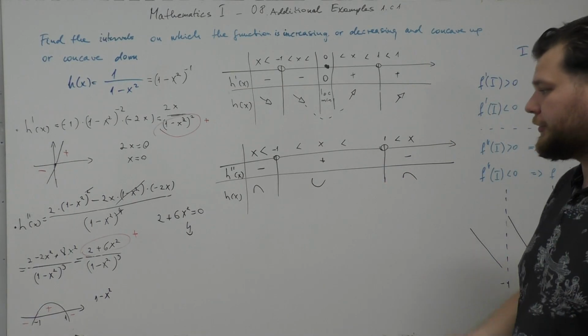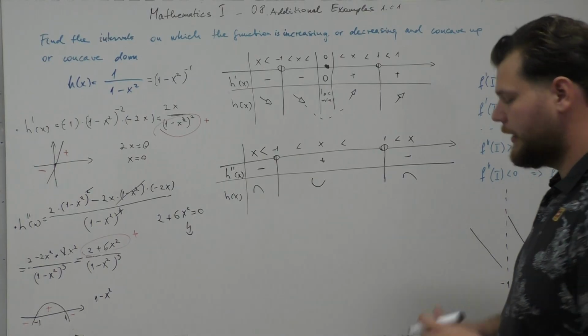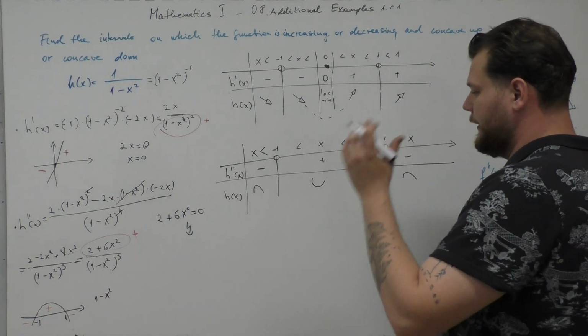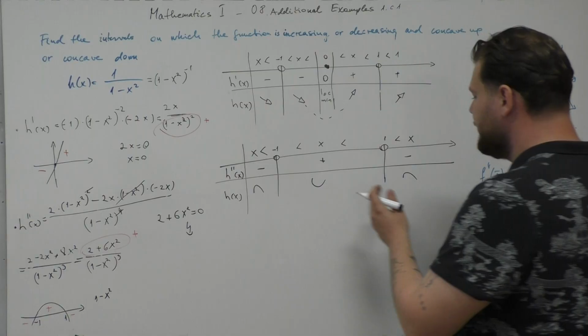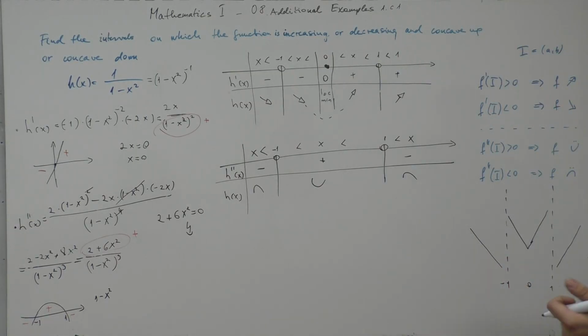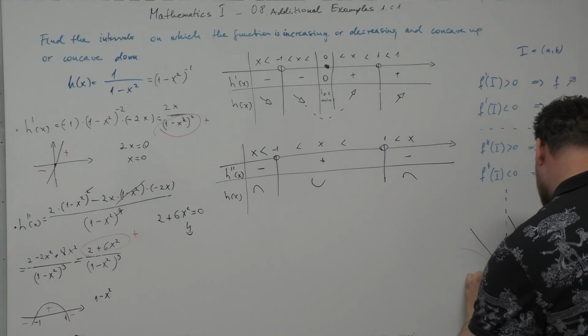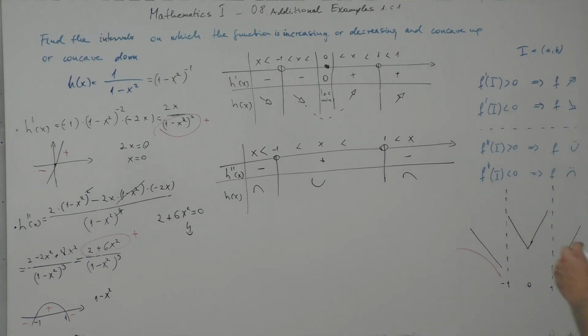Now, it wasn't a question, but since -1 and 1 are not in our domain, there cannot be inflection points there. So let's see what we know about the graph now, the graph of the original function. Now, according to our table, we can see that on these intervals it is concave down, here is concave up, here is concave down again.